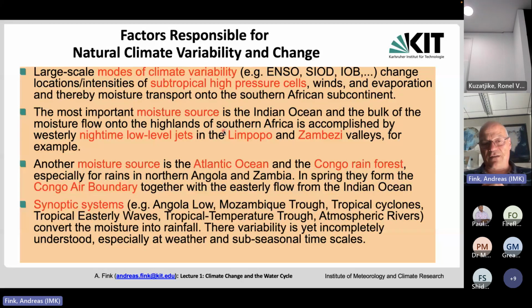I mentioned synoptic systems: Angola low, Mozambique trough, tropical cyclones, and so forth. They are actually using up the moisture. If the large-scale modes transport more or less moisture onto the continent, what does it matter? I mean, you need to look at the activity of the synoptic systems that use the moisture. And this variability is yet incompletely understood, and especially at weather scales, up to 2 weeks, or subseasonal, up to 1 month, it is not well known, and it's also hard to forecast.